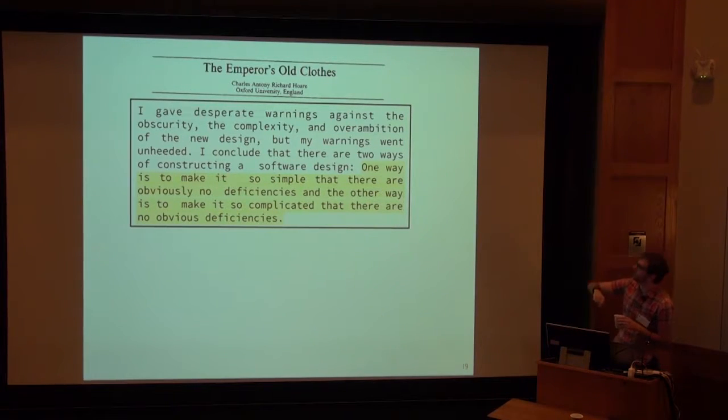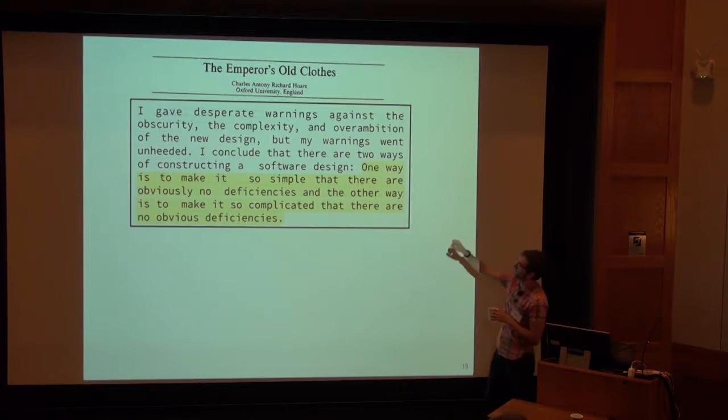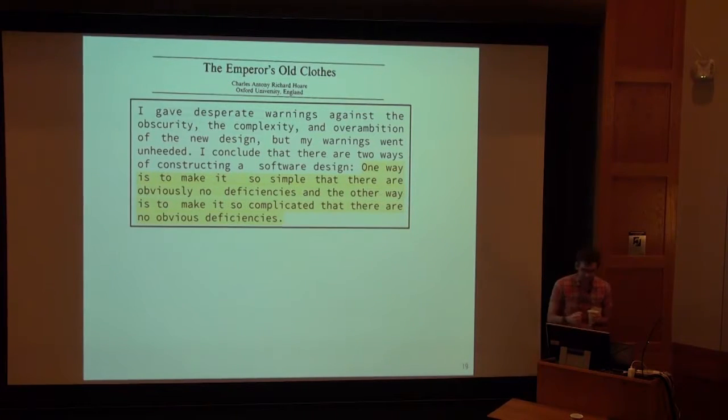There are two ways. One way is you can make it so simple that there are obviously no deficiencies. And the other way you can write software is to make it so complicated that there are no obvious deficiencies, right? Which is a little tongue-in-cheek. This was referring to the design of Algol 67, maybe, which I guess he didn't completely agree with. What? 68? Thank you, yeah.